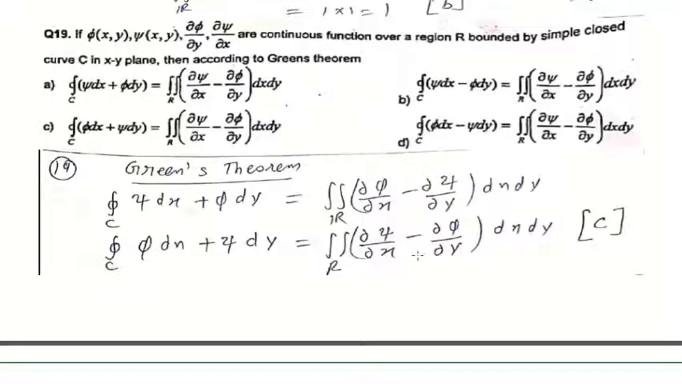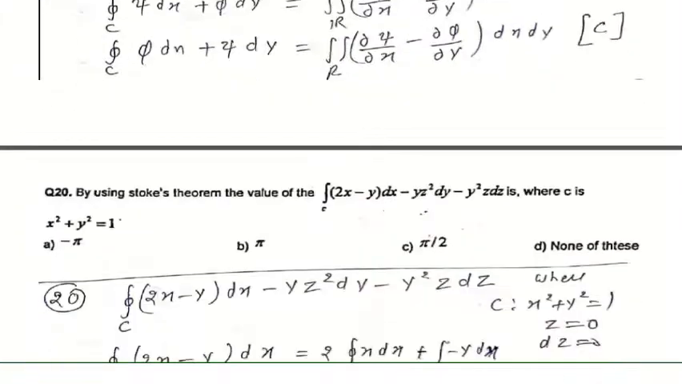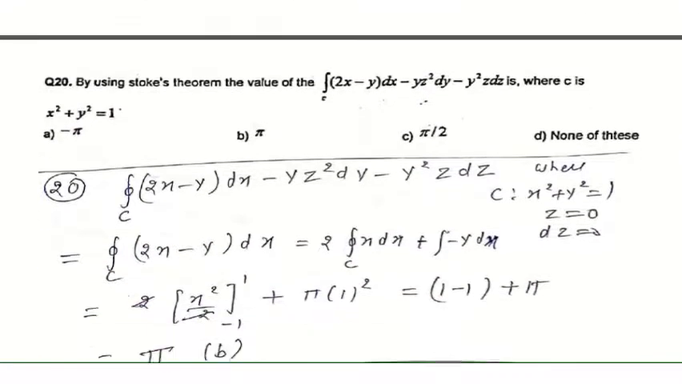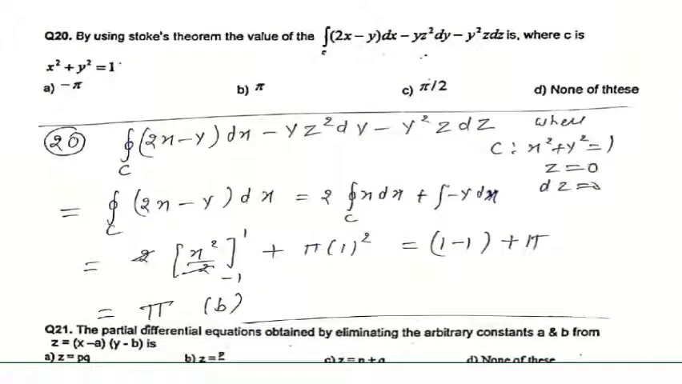Two options are correct. So only one option is available. This option is available. Now let us solve the next question. Question number 20.